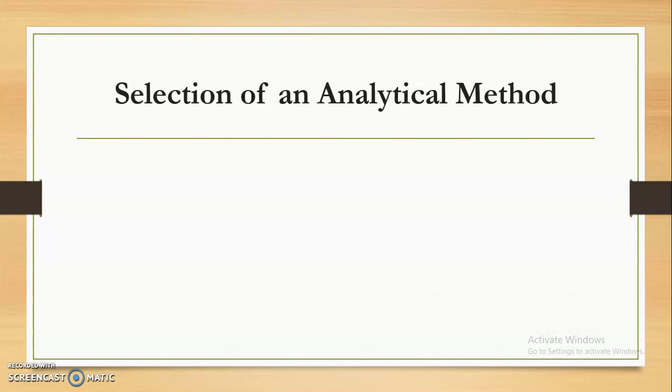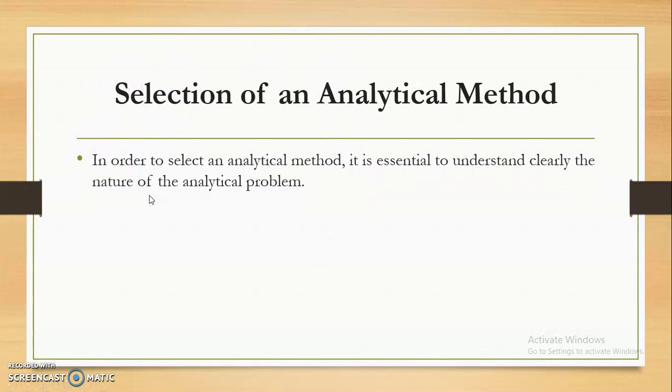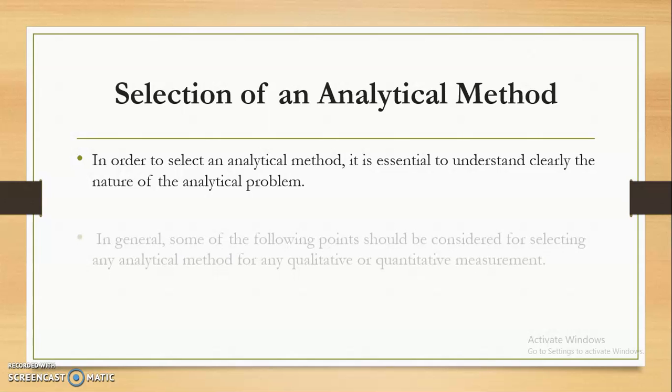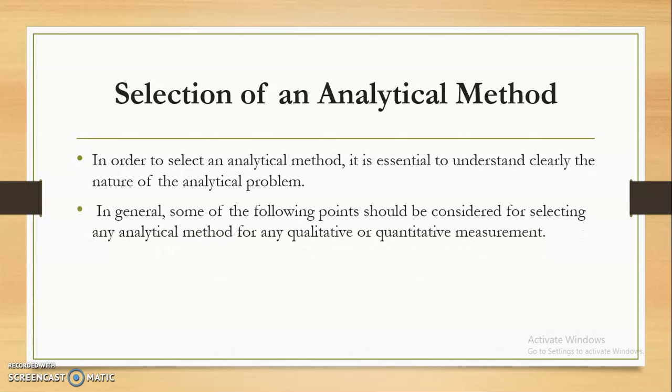Now, which analytical method are we going to use for the analysis of a particular sample? It depends upon its different properties or what information we want. So there are various factors which are used for the selection of analytical methods that we will see. In order to select an analytical method, it is essential to understand clearly the nature of the analytical problem. Means we have to first identify what the analytical problem is, whether we have to identify concentration, whether we want to know the structure of that molecule. So what is the actual analytical problem that we have to see.